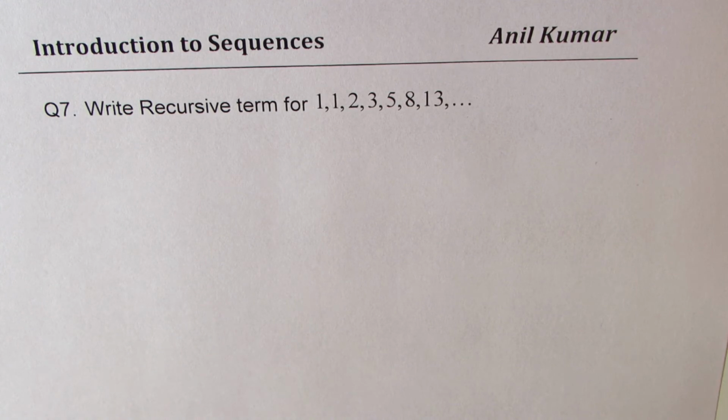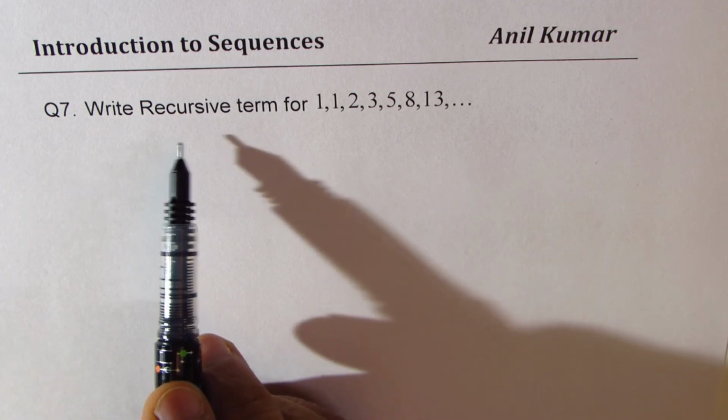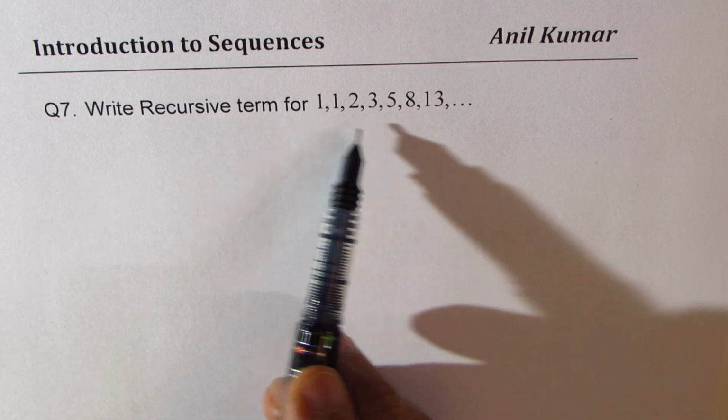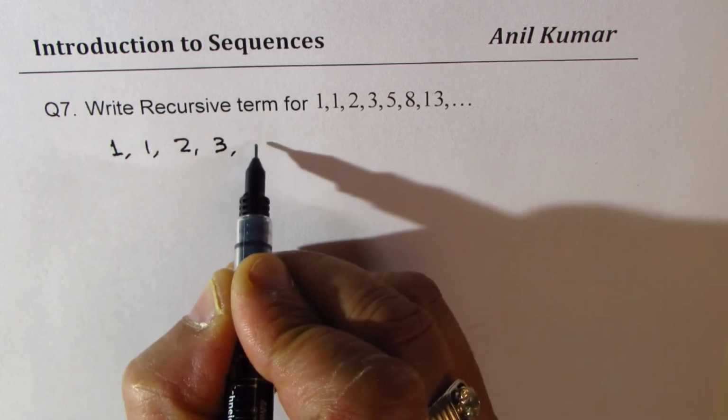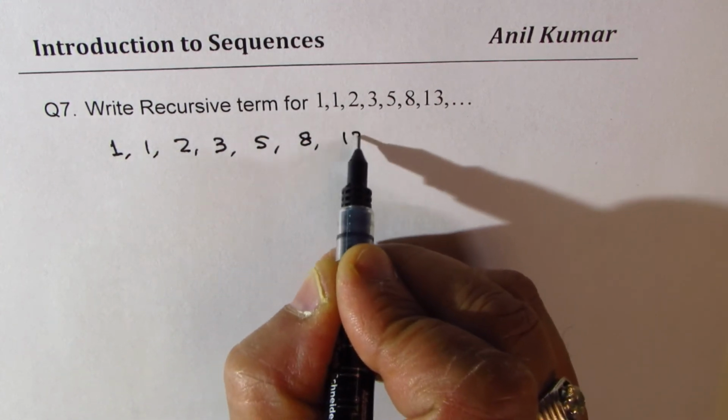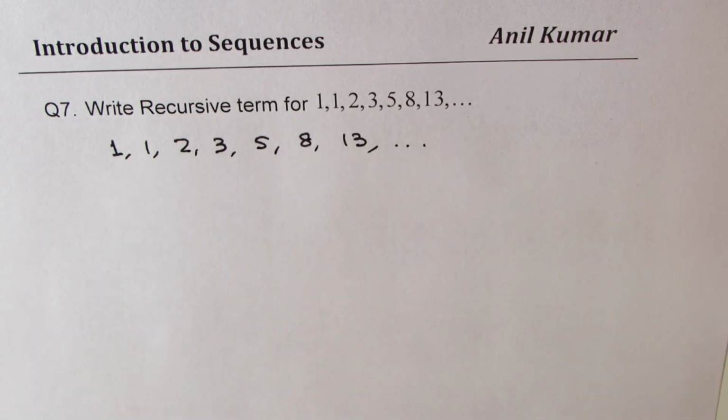Here is question number 7. You need to write recursive term for the given sequence. Let me rewrite. 1, 1, 2, 3, 5, 8, 13, and so on. I would like you to pause the video, take this as a test question, and then write down your recursive formula for the given sequence. Now this is a very special sequence where we are involving previous two terms. Now that's a hint for you. So you can now write down the formula.